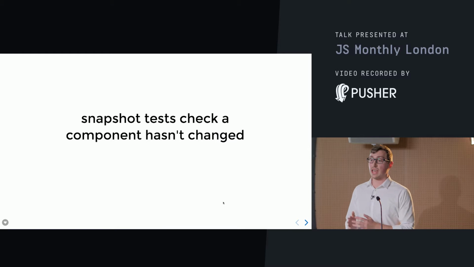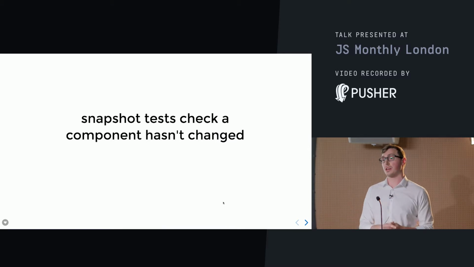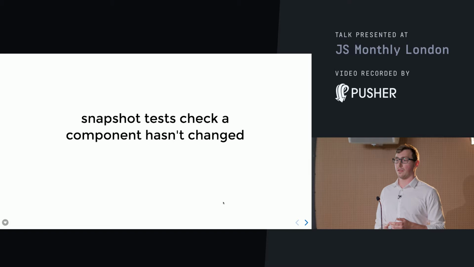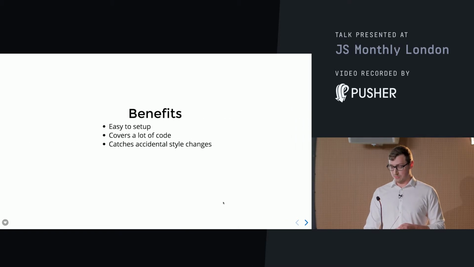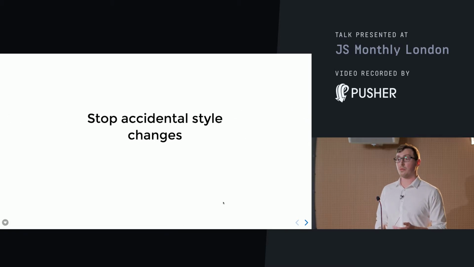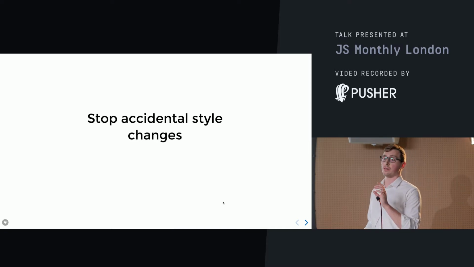So snapshot tests check that a component hasn't changed since the last time you checked it, and that's the main benefit that they give. They stop any accidental style changes and they prompt developers to make sure that everything still looks as it should.